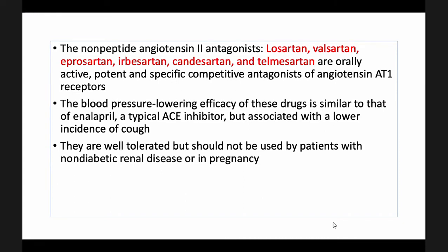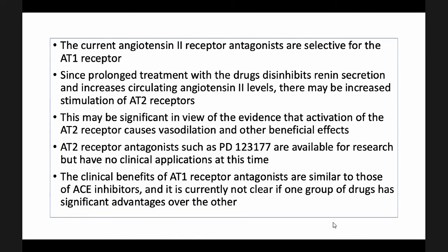The blood pressure lowering efficacy of these drugs is similar to that of your enalapril. This is a typical ACE inhibitor, but it is associated with a low incidence of cough. They are well tolerated, but should not be used by patients with non-diabetic renal disease or in pregnancy. The current angiotensin II receptor antagonists are selective for your AT1 receptor. With prolonged treatment with the drug, this inhibits renin secretion and increases circulating angiotensin II levels.